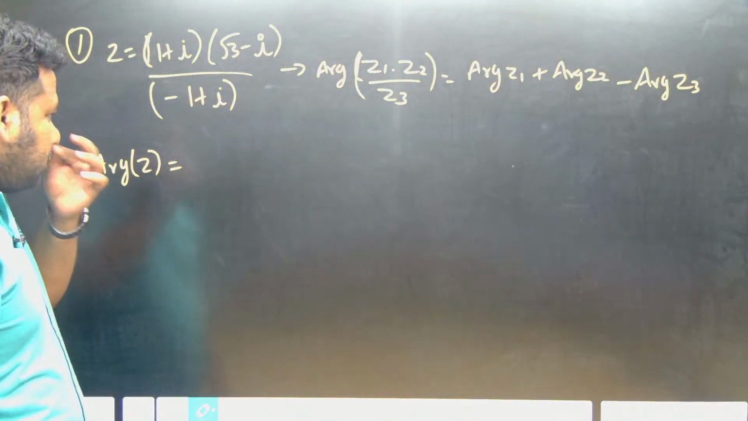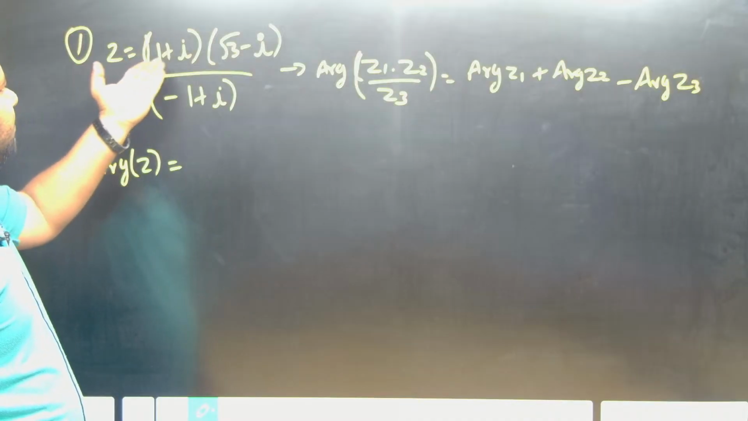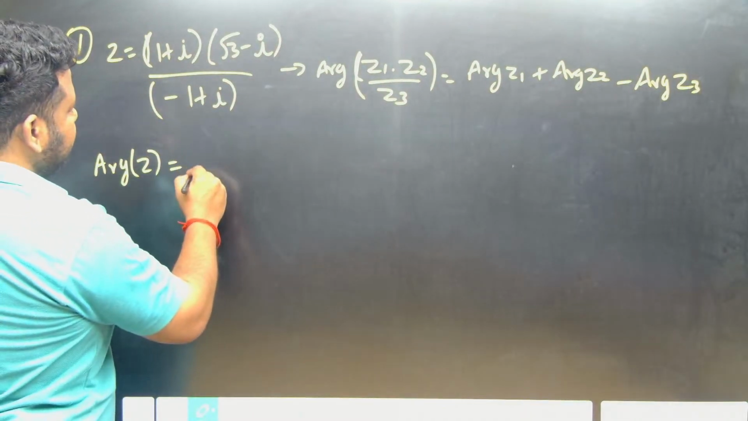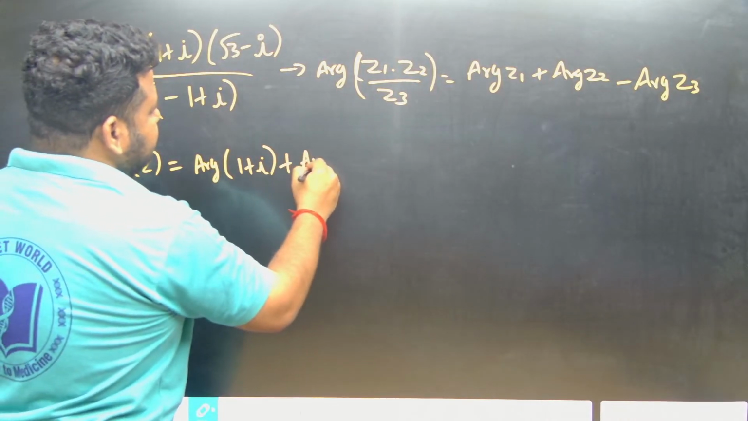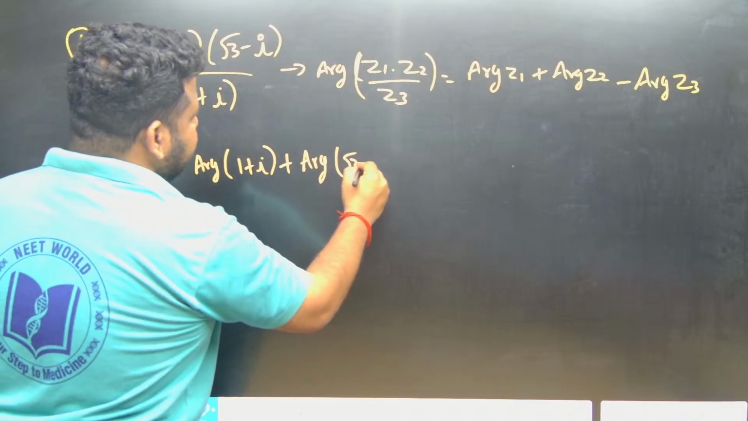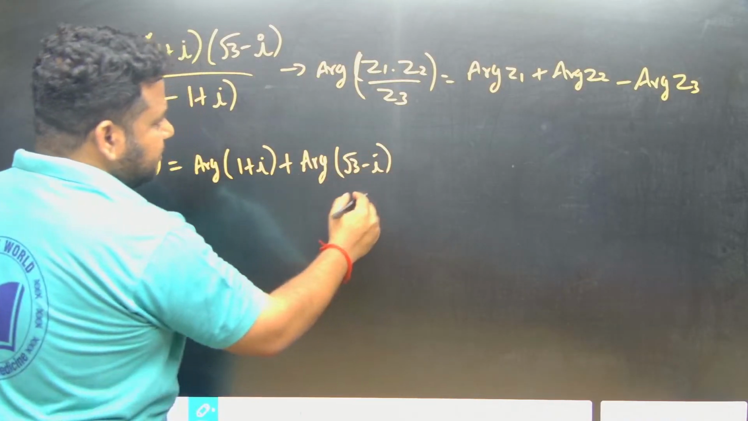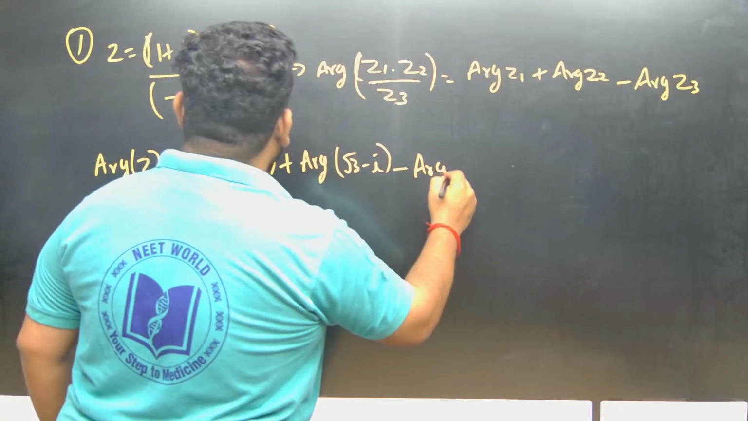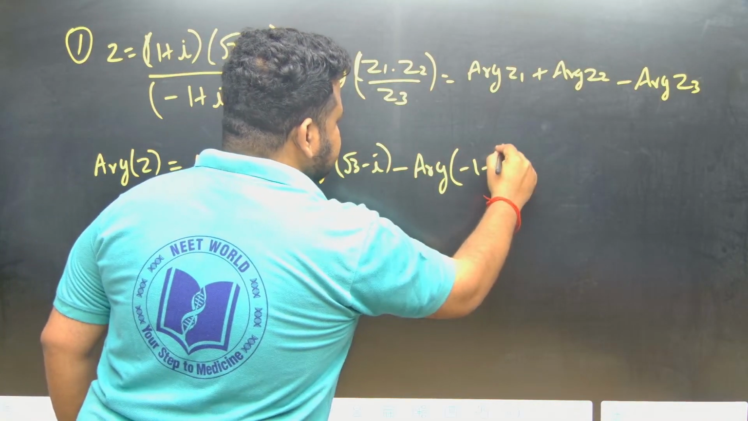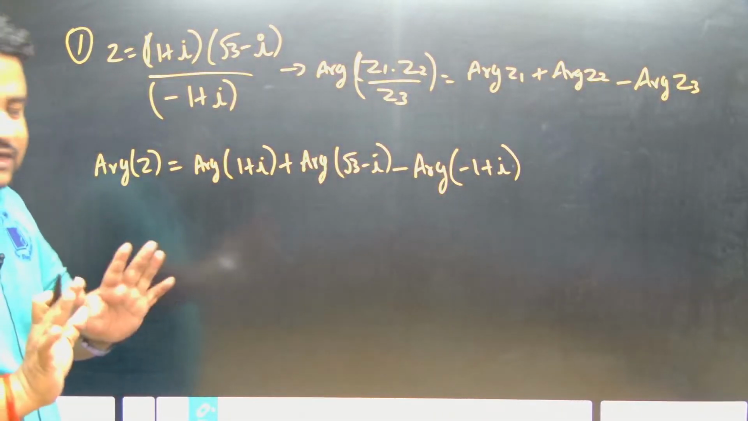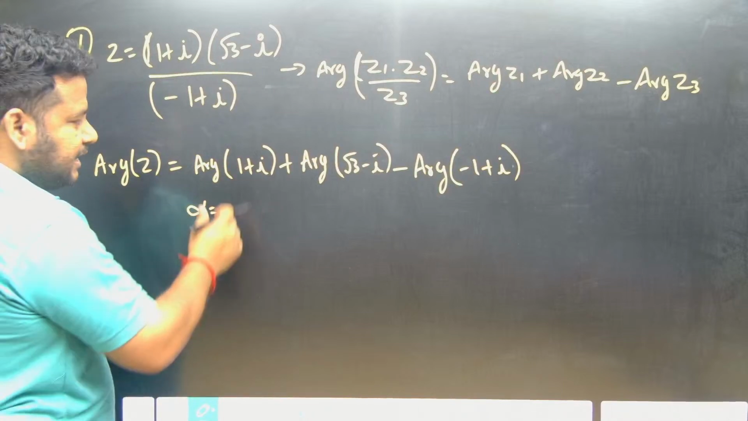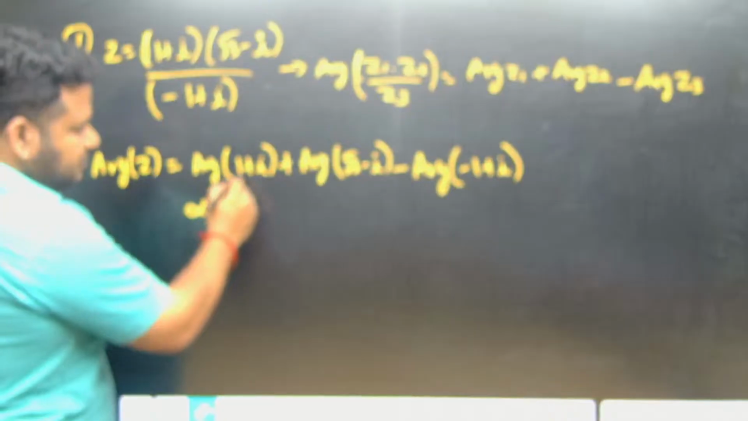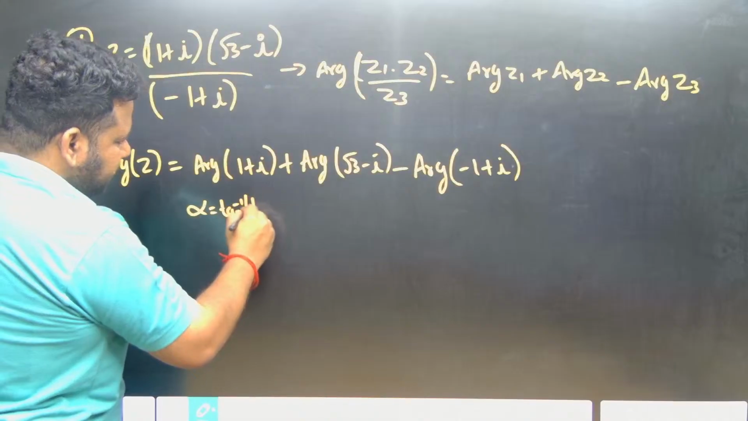Now, z1 is 1 plus i. So we will write it as argument of 1 plus i, plus argument of z2, which is argument of root 3 minus i, minus argument of z3, where z3 is minus 1 plus i. For all of these, let us find out the alpha. Alpha will be tan inverse of 1 by 1, that is y by x. Y is 1 here. 1 by 1, this value will be equal to what?